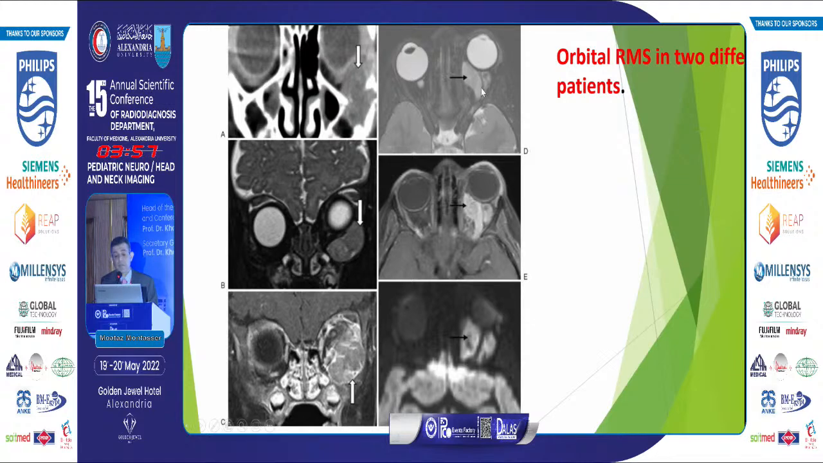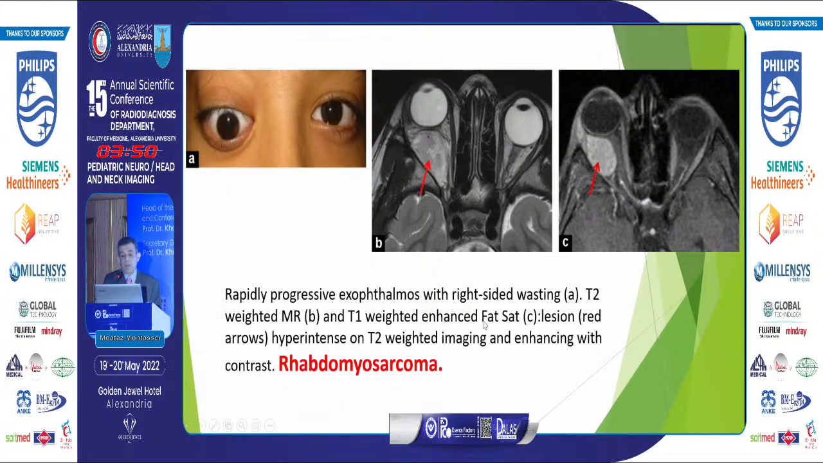This is another example of intraconal rhabdomyosarcoma showing restricted diffusion. Another example of rhabdomyosarcoma showing intense post-contrast enhancement with right proptosis.